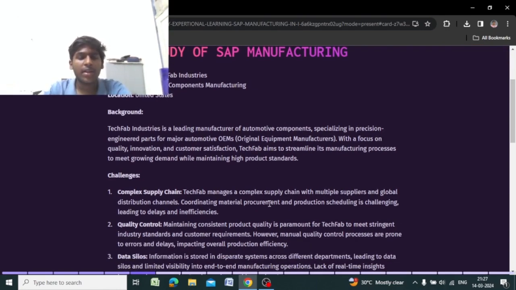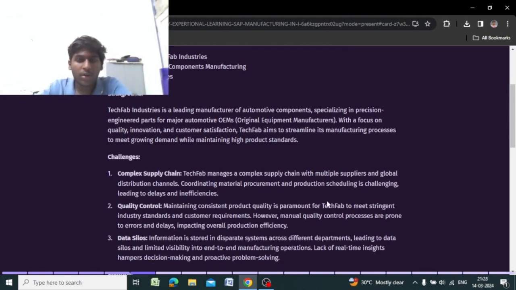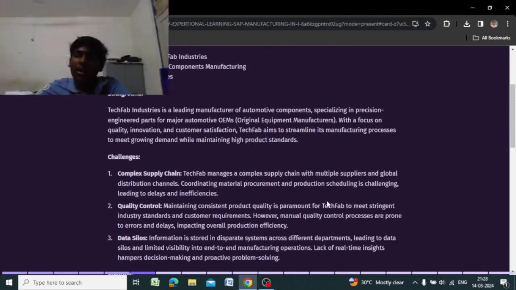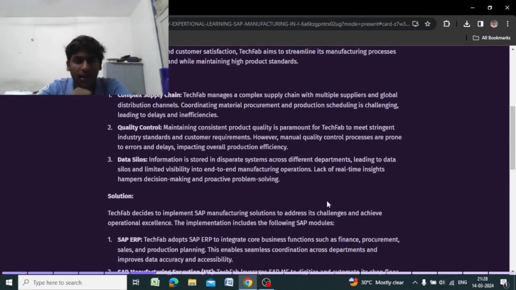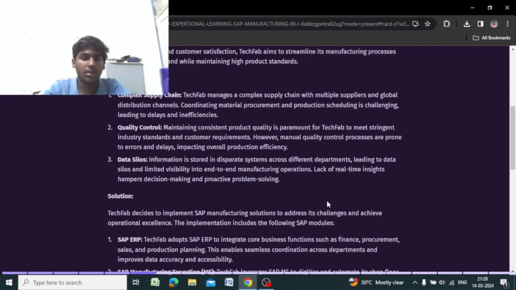The challenges faced are its complex supply chain. It has multiple supply chains across the country, and quality control is checking the quality of the products produced by the company, which should be good enough for usage in other countries. And data silos are areas stored in separate systems across different departments, leading to limited usability end to end. So there is confusion in the data of systems of manufacturing products.